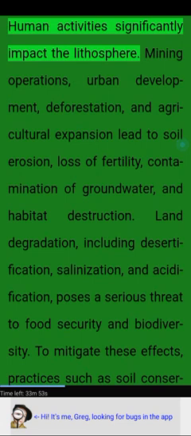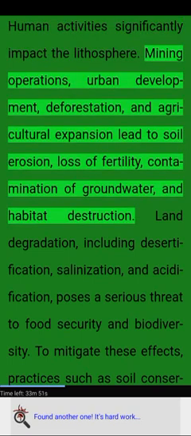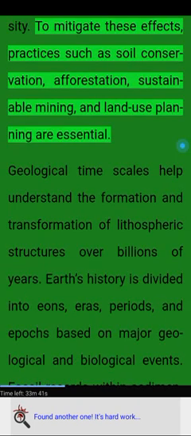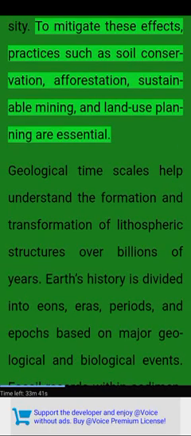Human activities significantly impact the lithosphere. Mining operations, urban development, deforestation, and agricultural expansion lead to soil erosion, loss of fertility, contamination of groundwater, and habitat destruction. Land degradation, including desertification, salinization, and acidification, poses a serious threat to food security and biodiversity. To mitigate these effects, practices such as soil conservation, afforestation, sustainable mining, and land use planning are essential.